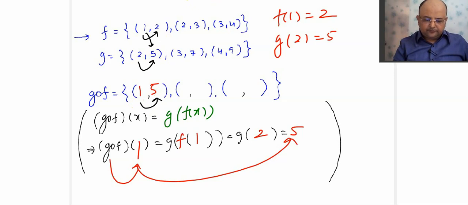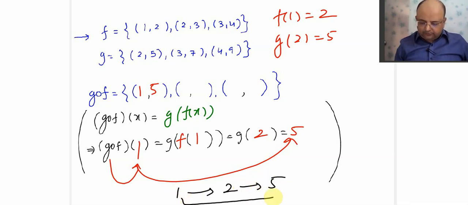Repeat. Sure? Once more. 1 goes to 2. 2 goes to 5. Repeat. 1 goes to 2. 2 goes to 5. So ultimately 1 goes to 5 by gof. Right? Gof takes 1 to 5.